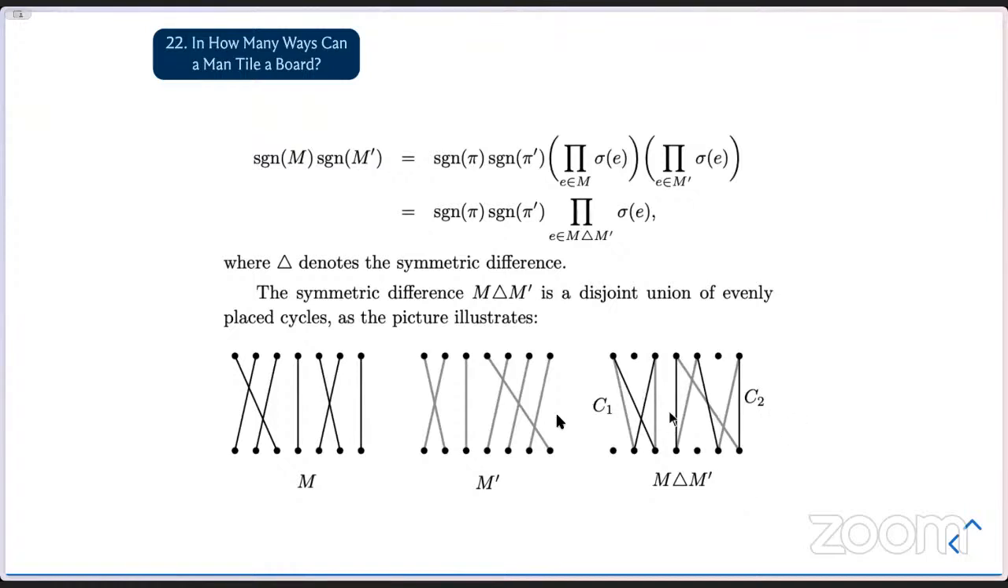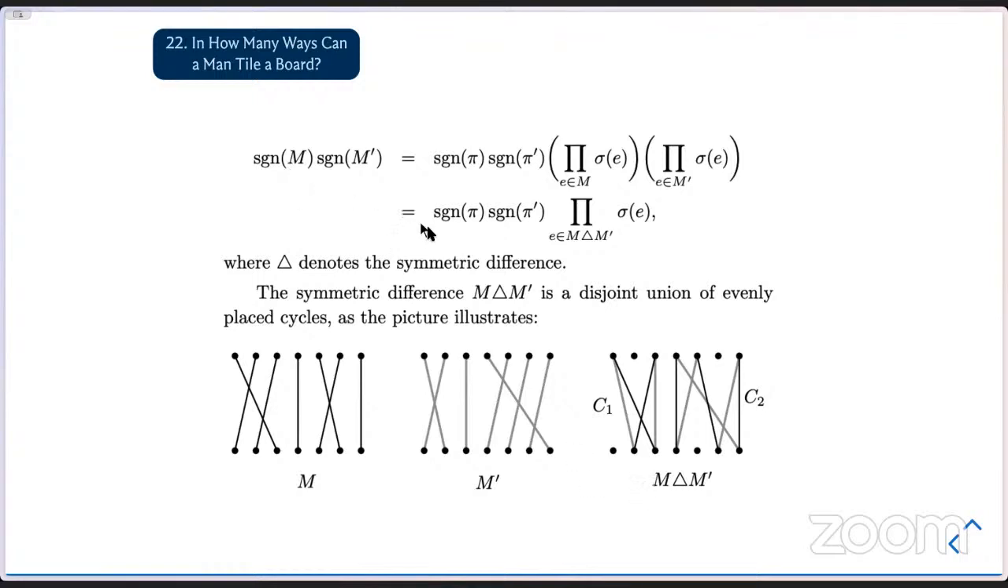So it's going to be a union of cycles, and these cycles are going to have different lengths. It turns out that computationally, in the calculation, what do we want from the product of these two signs? We want it to be a +1, because we want the sign of M and M prime to be exactly the same.